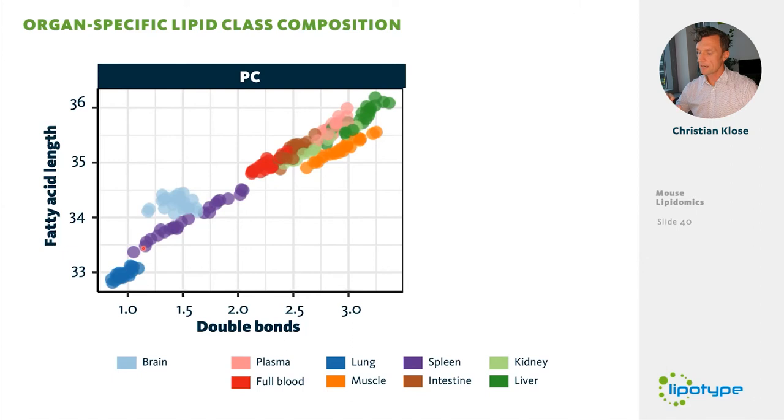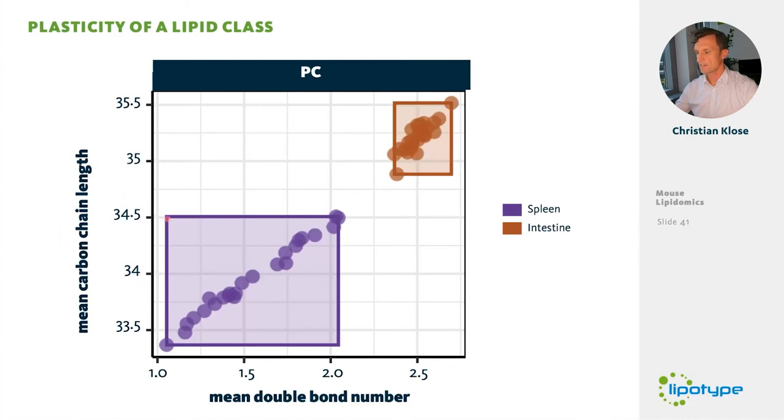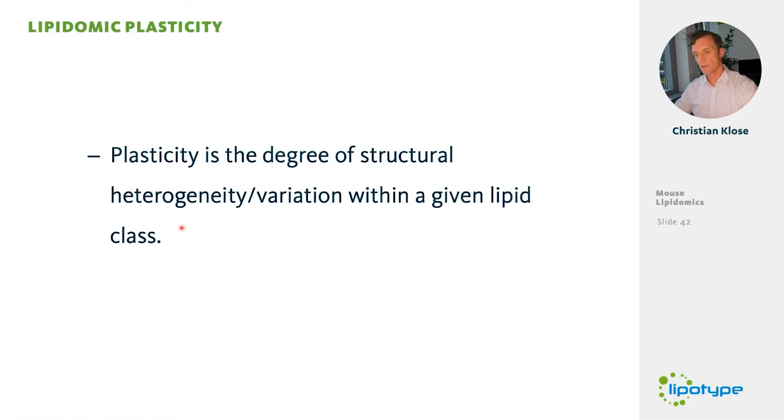And so what we wanted to do now, we wanted to quantitatively express these differences between the different organs. And what we did is we simply calculated the area that is based on the range of the two parameters we have plotted here, meaning that we get rectangles for the different classes for which we then can calculate the area. And this area we call lipidomic plasticity. And we define this lipidomic plasticity as the degree of structural heterogeneity or variation within a given lipid class based on the varieties of fatty acids that can be incorporated into a specific lipid class.